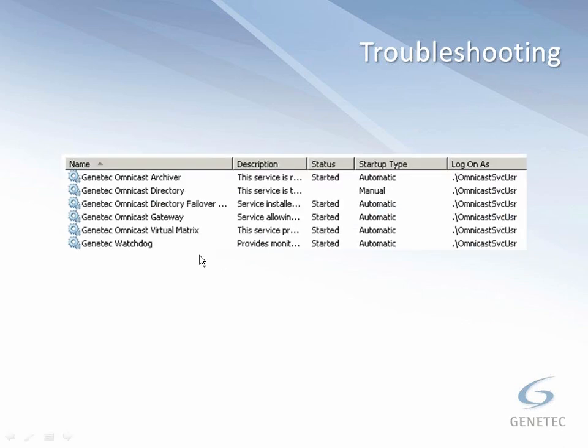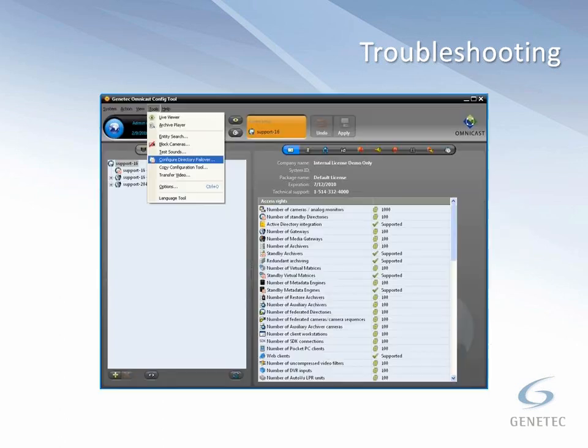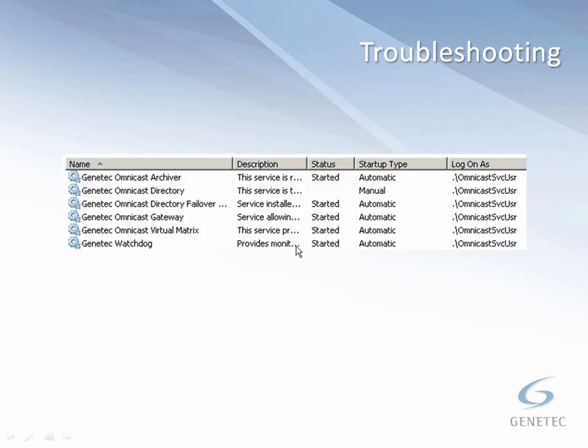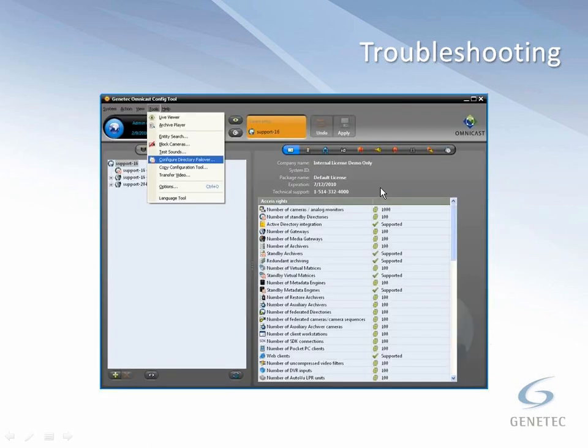Now, another common problem is that the directory service is always running on the failover server. From the Windows services, check the startup type to make sure it's set to manual. Sorry, that's it right there. We've also seen cases where running the DFC wizard again helps to correct this issue.